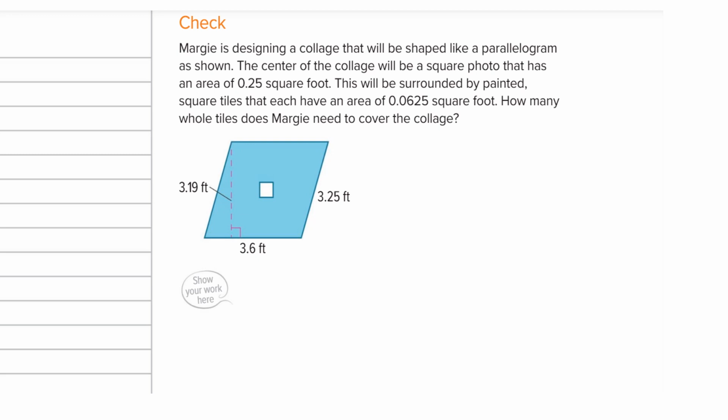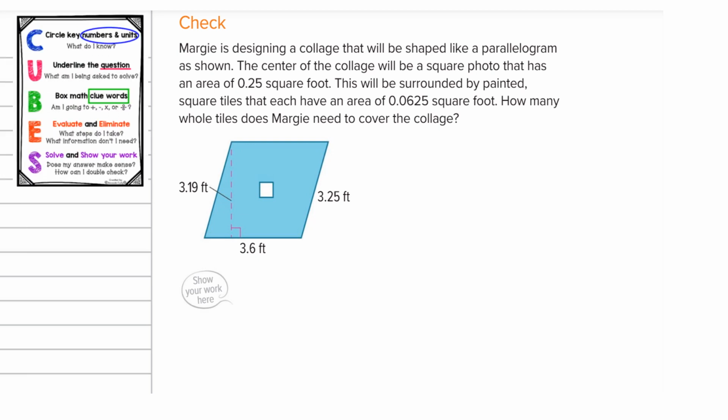So it says that Margie is designing a collage that will be shaped like a parallelogram as shown. The center of the collage will be a square photo that has an area of 0.25 square foot. This will be surrounded by painted square tiles that each have an area of 0.0625 square foot. How many whole tiles does Margie need to cover the collage? That's a whole lot of information, right? That's why we CUBE it. Right? We're going to circle the numbers and the units. We're going to box in clue words.